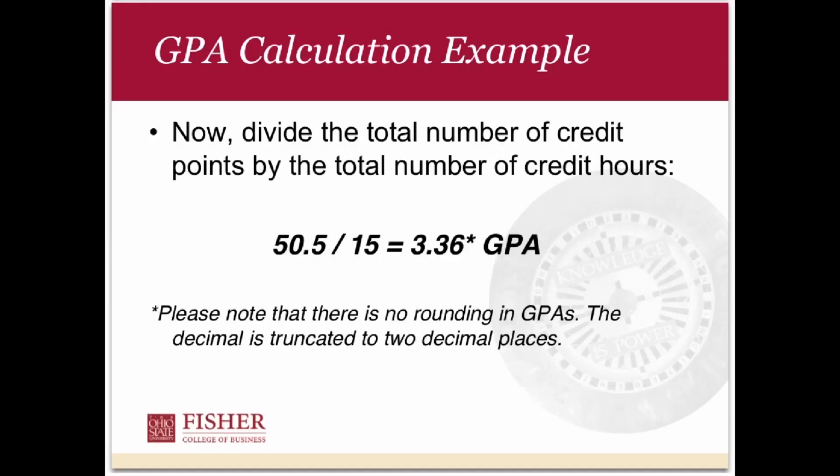Now that you have both the credit hours and credit points calculated, divide the total number of credit points by the total number of credit hours. For this example, you would divide 50.5 by 15 to get 3.36. This 3.36 represents the GPA this student earned for this semester. It is important to note that there is no rounding in GPAs. For Ohio State, the decimal will be truncated to 2 decimal places. How close was your estimated GPA to the actual GPA?